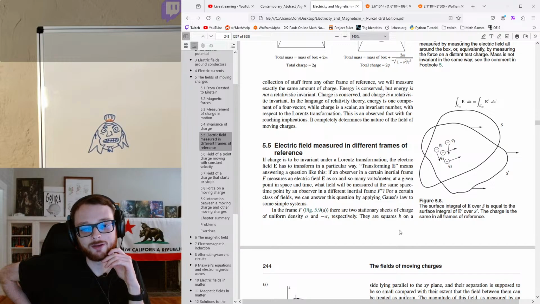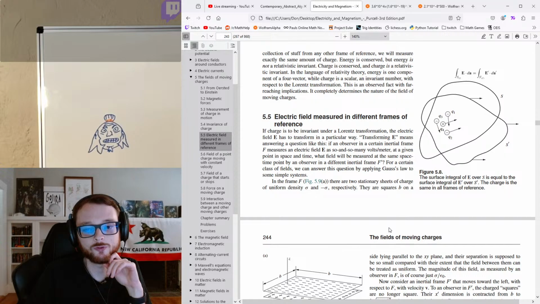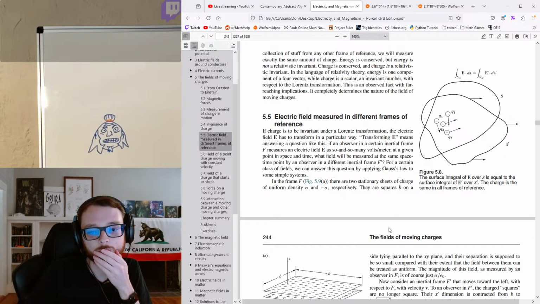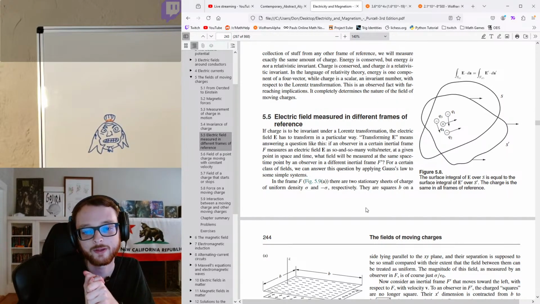If the charge is to be invariant, the electric field E has to transform in a particular way. Transforming E means answering questions like this: an observer in a certain inertial frame F measures an electric field E as so and so many volts per meter at a given point in space and time. What field will be measured at the same space-time point by an observer in a different inertial frame F prime? For a certain class of fields, we can answer this question by applying Gauss's law to some simple systems. Okay?